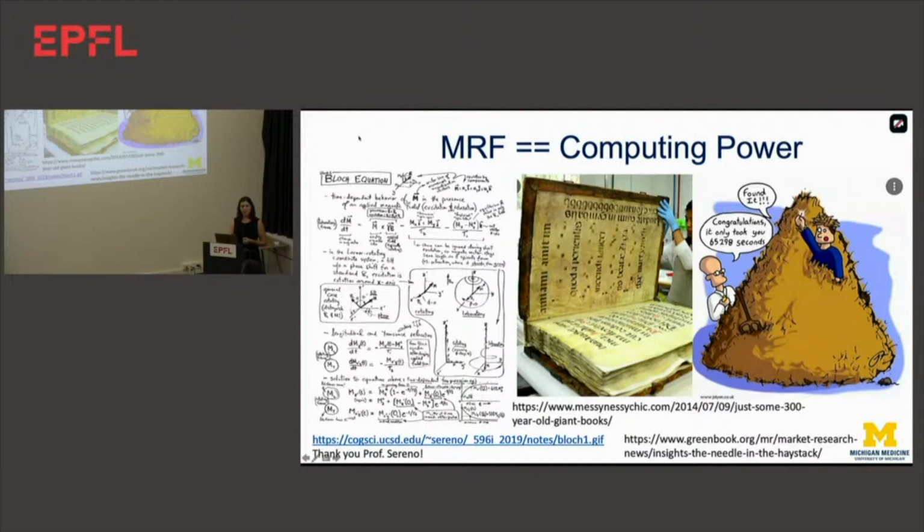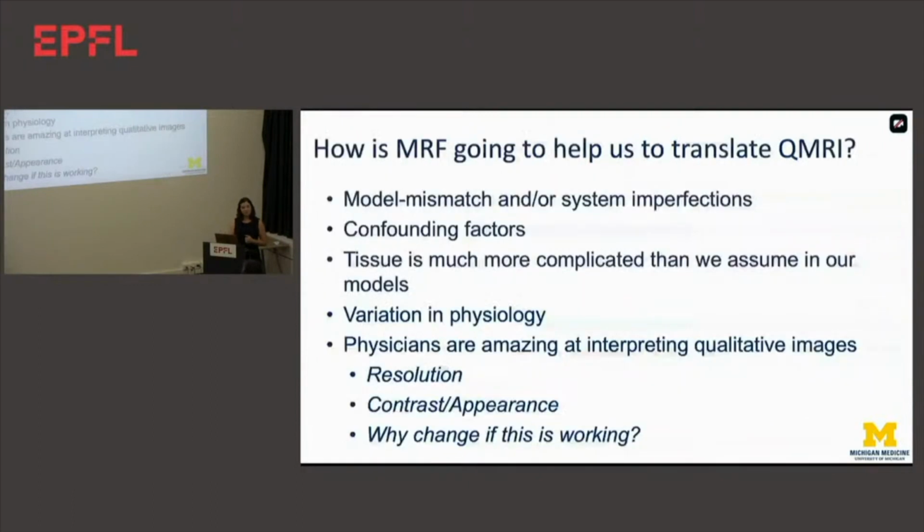Okay, so now I've told you, our new tool, fingerprinting, why we didn't have it 35 years ago, because we couldn't calculate all of these things. But how is fingerprinting going to help us translate quantitative MR? So let's look again at all the problems we saw before and see if fingerprinting might be able to help.